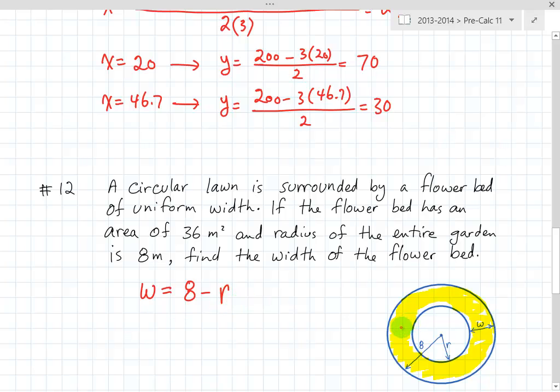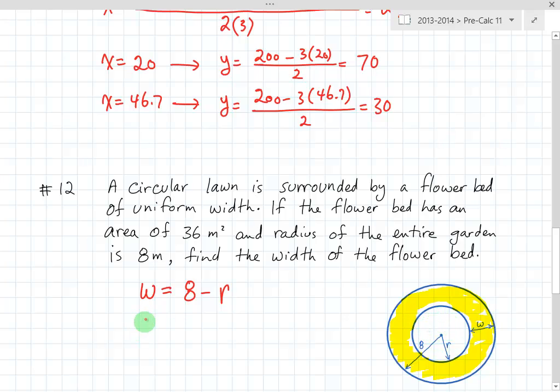One clue is given to us that the area of this flower bed surrounding this thing is 36 square meters. Yeah? How do we find out this area? Or how did they find out this area? The area of the entire garden minus the area of this circular bit on the inside, right?